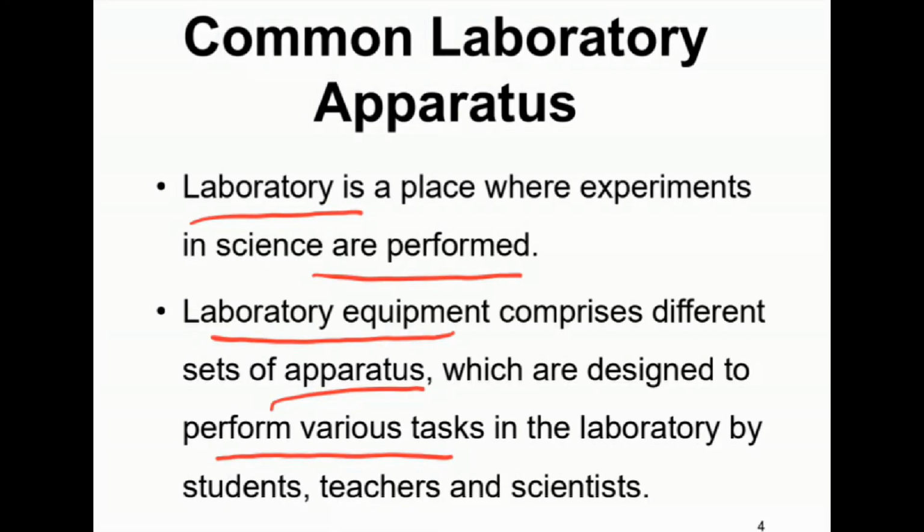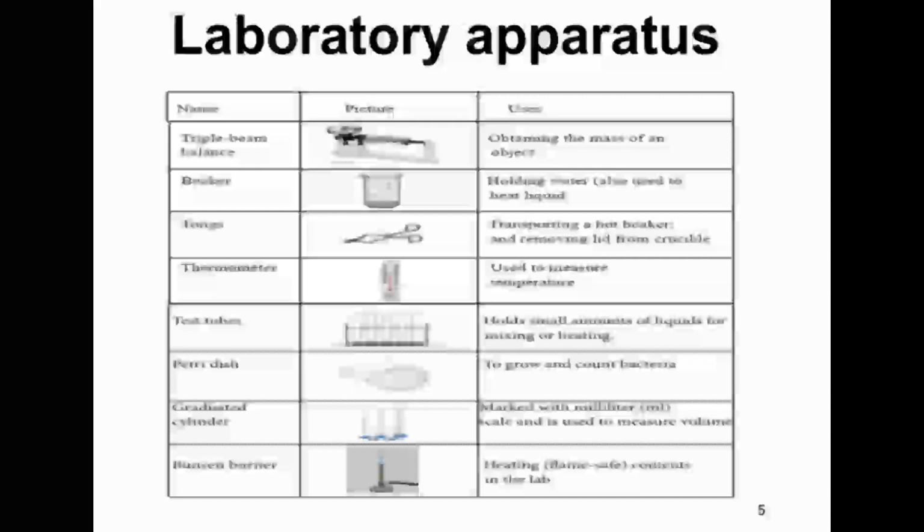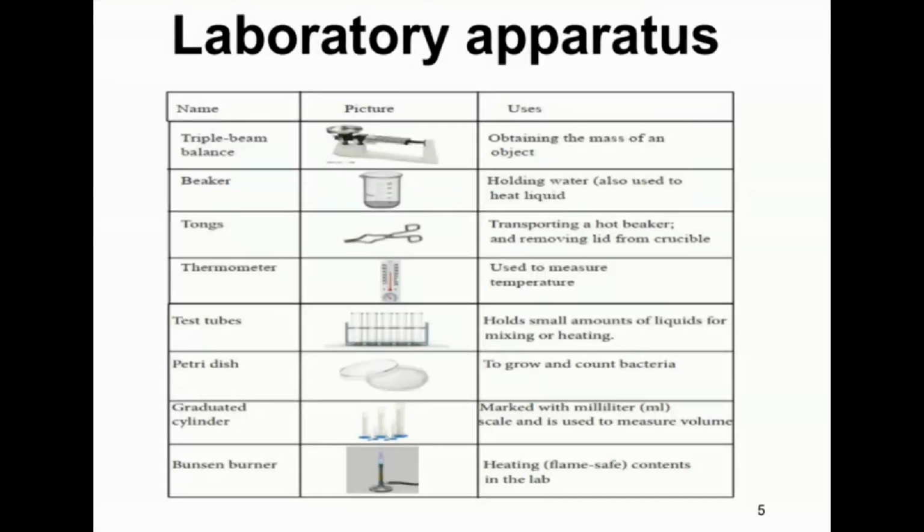So this table shows the different laboratory tools and their use. So the first one is triple beam balance. Triple beam balance is used for obtaining the mass of an object.